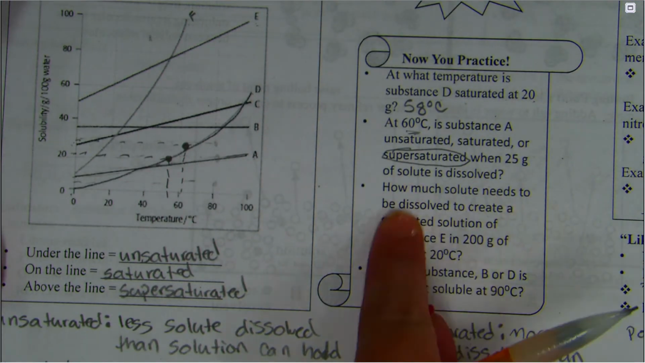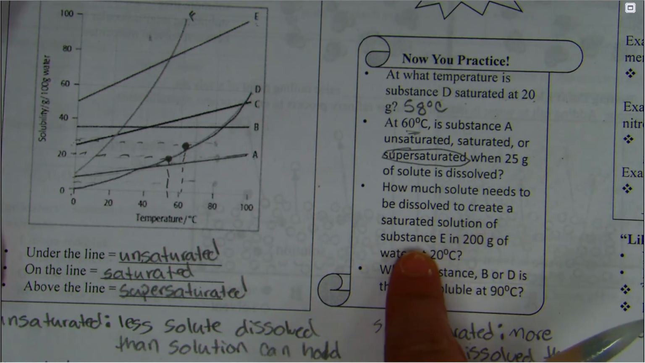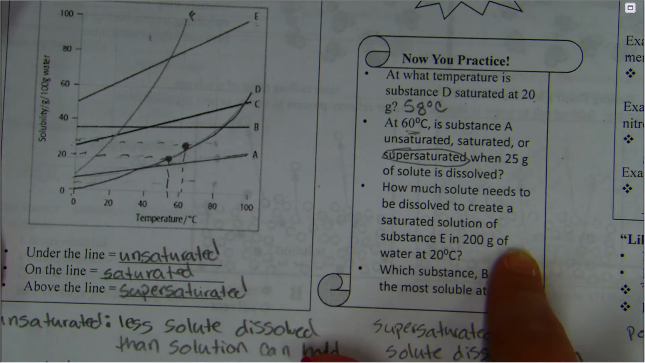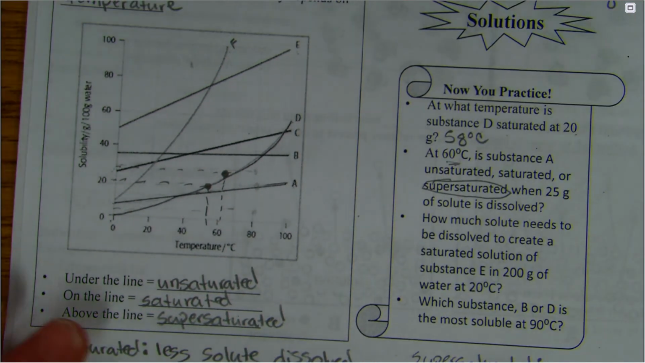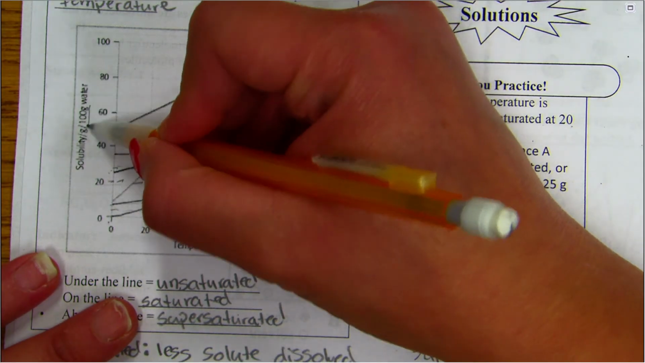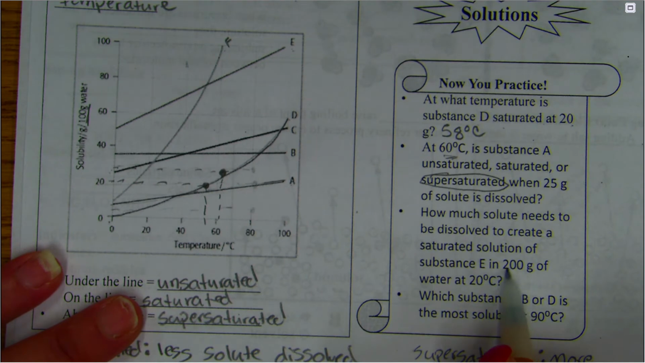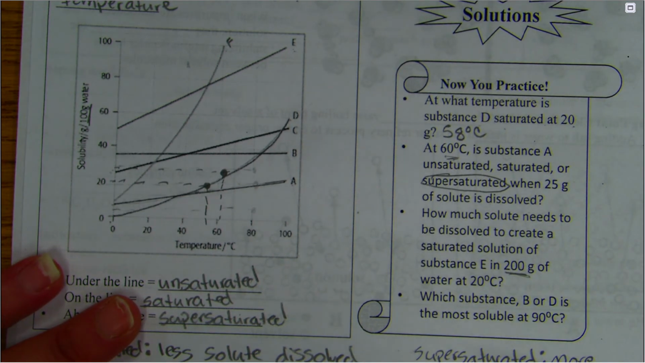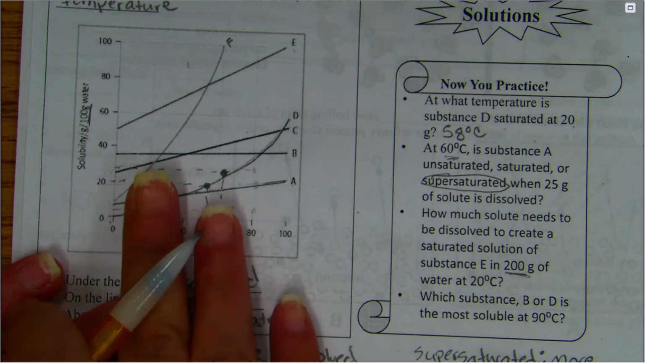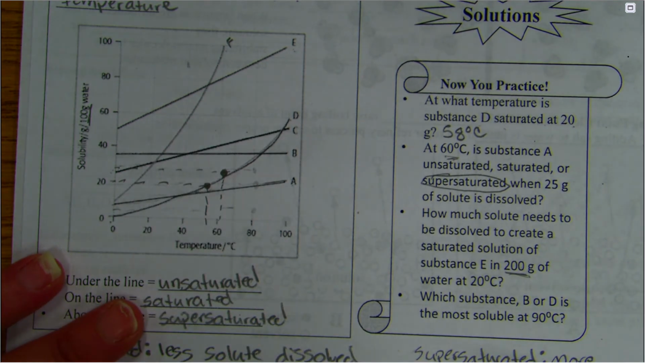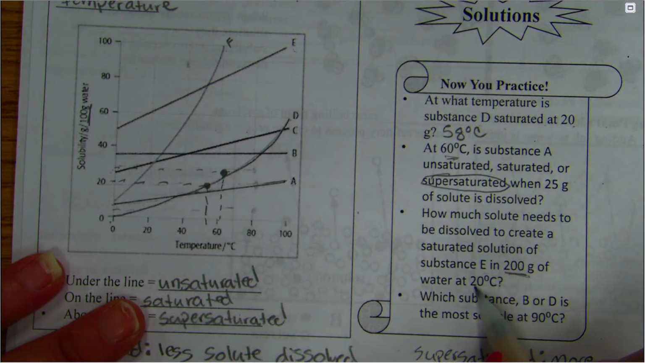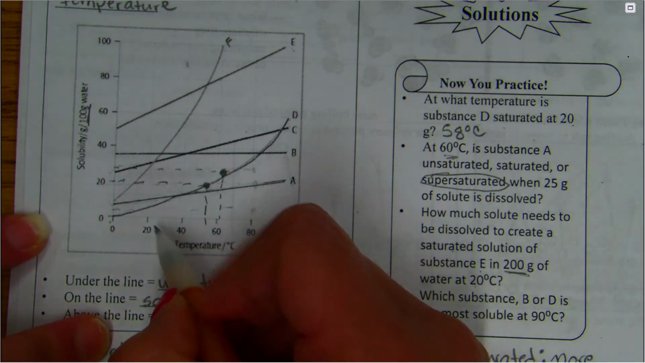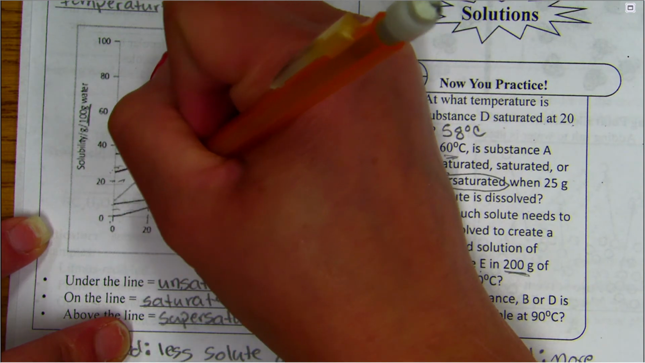How much solute needs to be dissolved to create a saturated solution in E in 200 grams of water at 20 degrees? Now, this is a little tricky because we're going to have to do a little bit of math. Notice my solubility is per 100 grams, and I'm being asked per 200 grams. So step one is to read the solubility curve as it is provided. So I want a saturated solution at 20 degrees Celsius for substance E. So step one, I need to find where 20 degrees Celsius hits E.